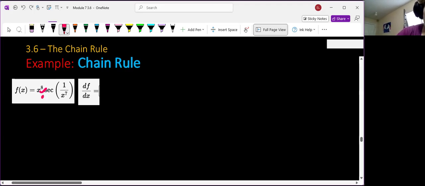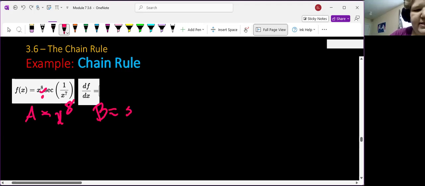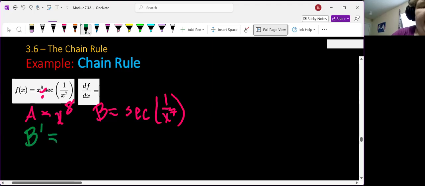All right, this is a product. Okay, so our first half of the product is that x to the eighth. The other part of the product is that secant of 1 over x to the seventh. So I need my b prime. Yeah, sorry.